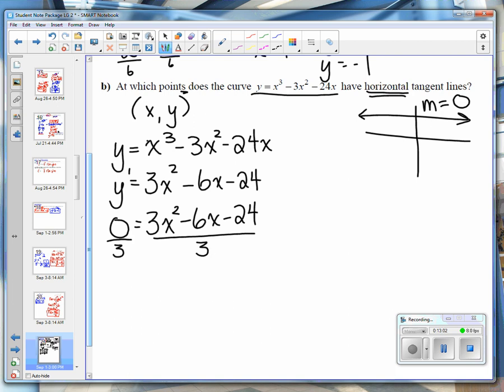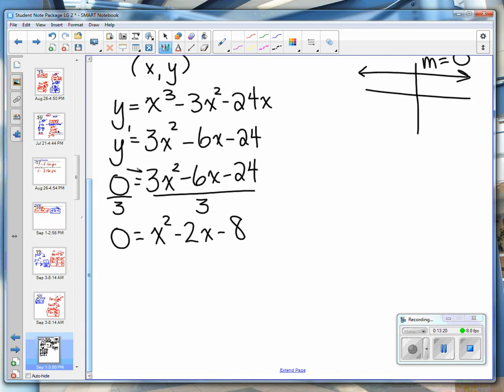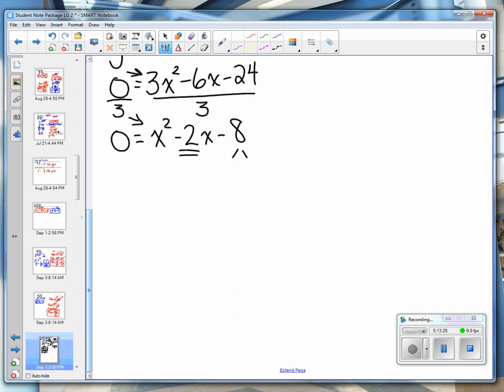And as long as you do something to one side and the same thing to the other, you can do whatever you want. 0 divided by 3 is 0, obviously, and we're left with x squared minus 2x minus 8. And now, factoring, this has gone from a PSA 2, which sucks, to a PSA 1, which is pretty easy. So now I'm just looking for the factors of negative 8 that add to give me negative 2. So negative 6 and positive 4. So I've got x minus 6 and x plus 4.